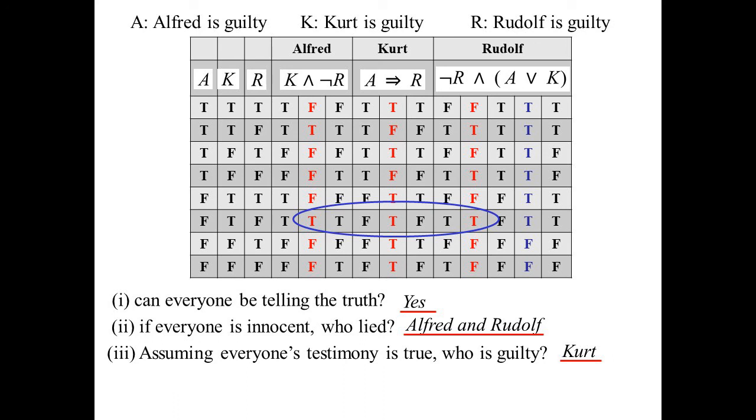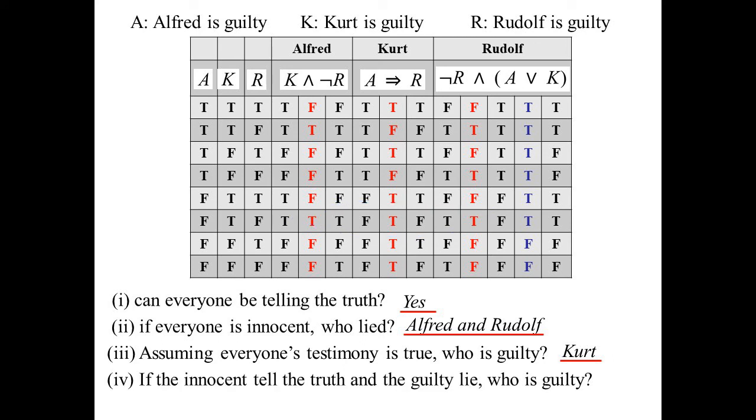All right. And the fourth one, if the innocent tell the truth and the guilty lie, who is guilty? So you sort of got to look at both of them for this one, but that's the row right there. Okay? The innocent tell the truth and the guilty lie. Who is guilty? Well, Alfred and Rudolph turn out to be guilty on that one. 2A. All right.